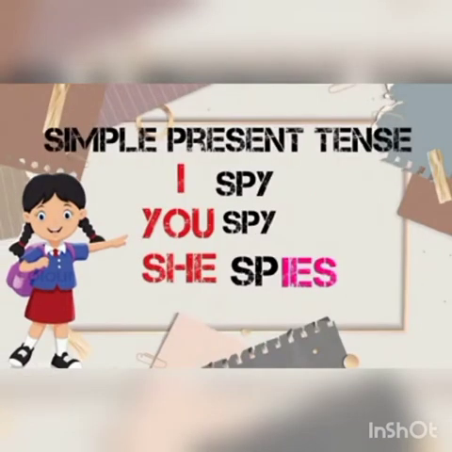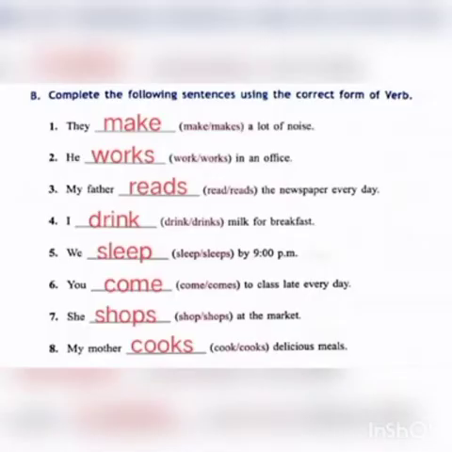Now let's learn from more examples. Simple present tense. I spy, you spy, she spies. With the third person, we write s or es with the form of verb. Complete the following sentences using the correct form of verb. In these sentences, we simply write the correct form of verb. They make a lot of noise. He works in an office. Look at the subject. If the subject is third person, simply write s or es with the form of verb. My father. Father is third person, so we write reads. I is first person, so we do not write s or es with the form of verb.